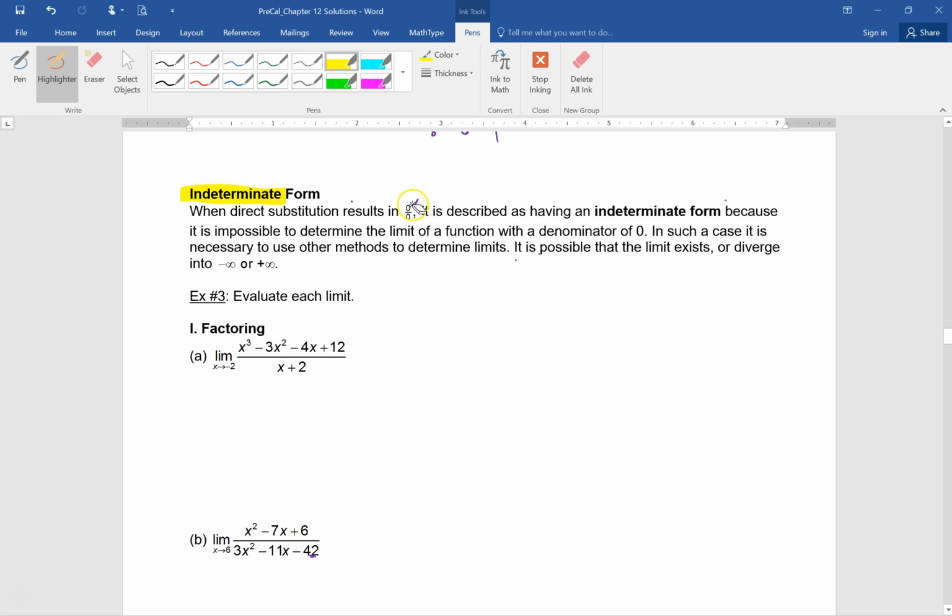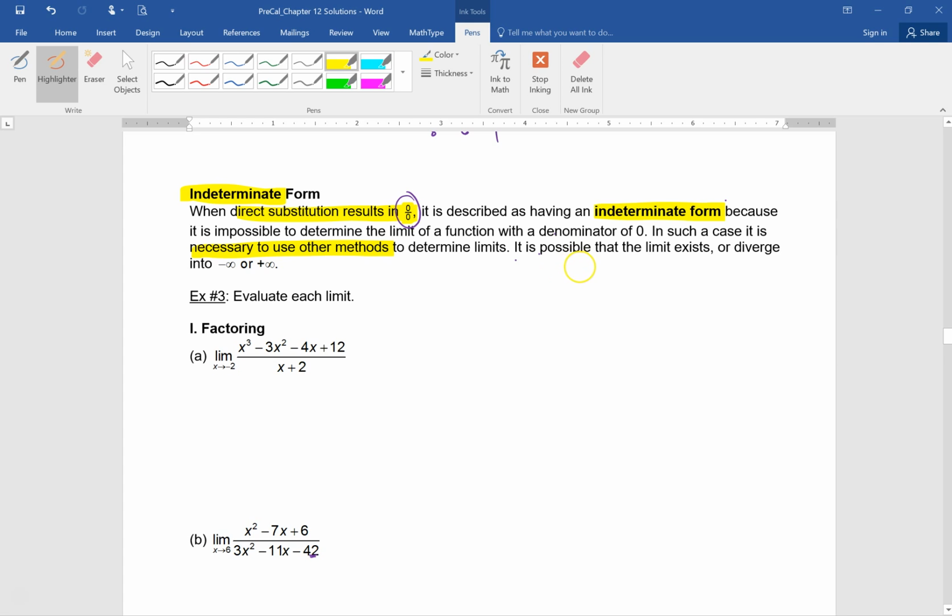So when direct substitution, which is what we've been doing, results in 0 over 0. Now, this is important. It's when you can get a whole bunch of weird stuff, but it's when you get 0 over 0, okay? We say that it is an indeterminate form because it is impossible to determine the limit, okay, with a denominator of 0. Because, what do you know? It could be anything, right? In such a case, it's necessary to use other methods to determine limits, okay?